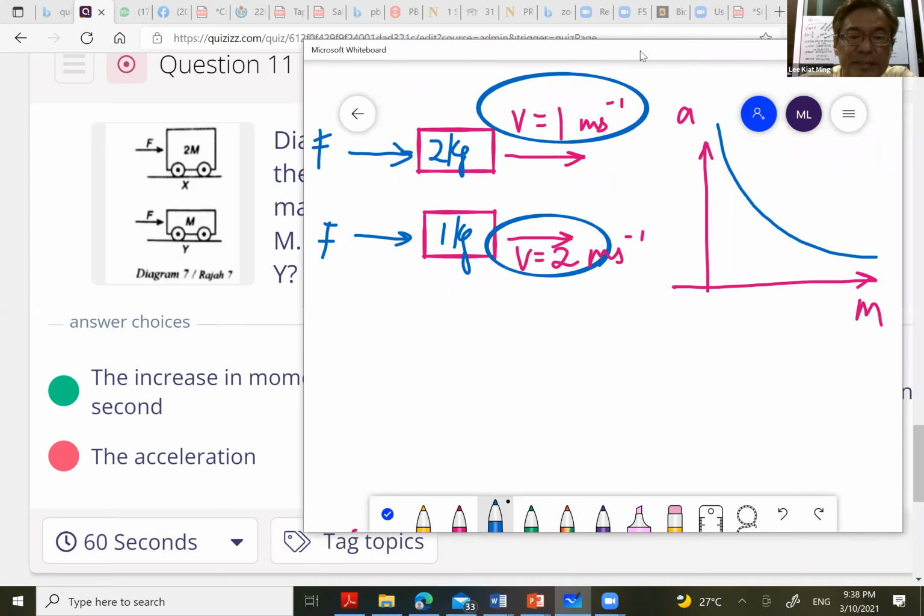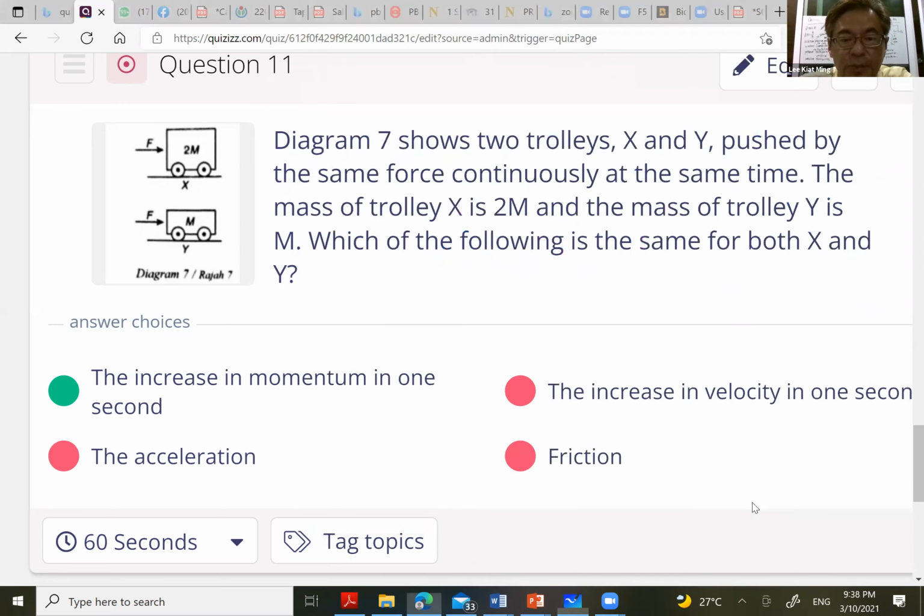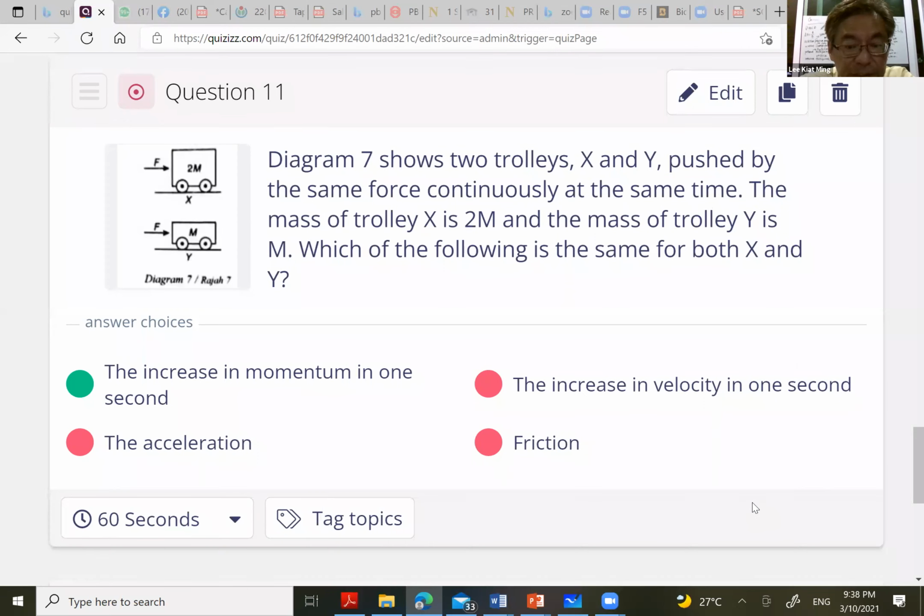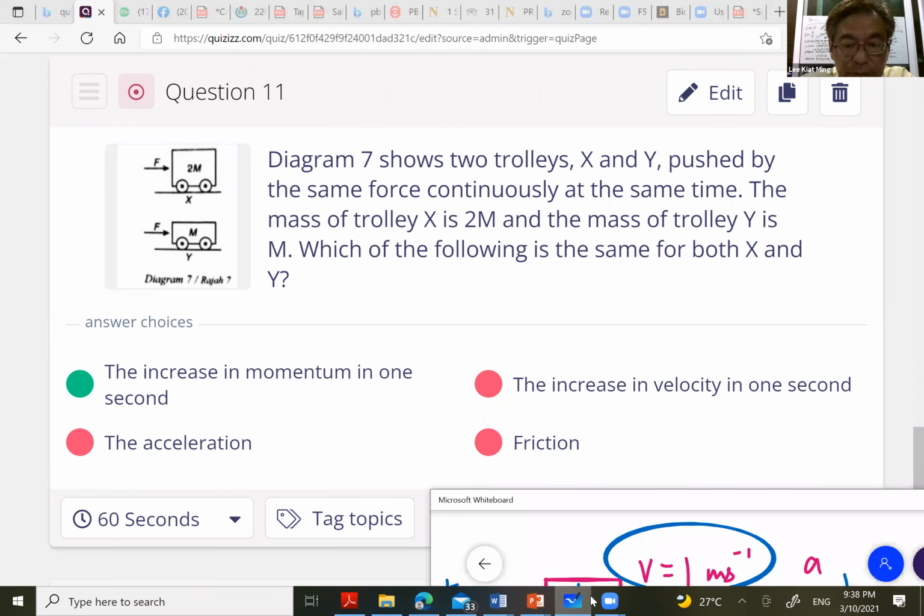So the best answer is not velocity. You see the third choice, the increase in velocity, it cannot be. Also friction is out of the way. The heavier mass of 2 kilograms will have a smaller velocity, 1 meter per second, but the lighter mass of 1 kilogram will have a higher velocity.